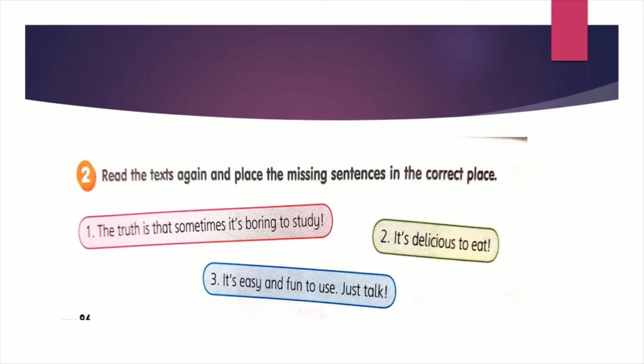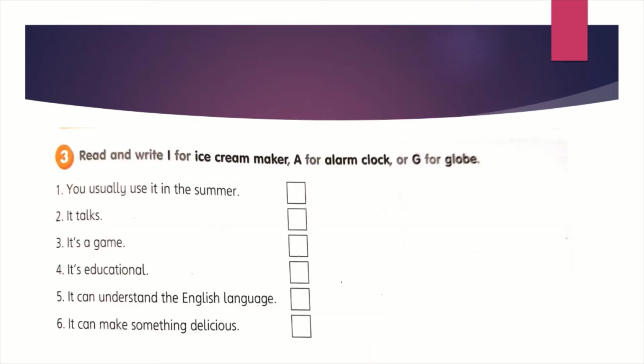So read the texts again and find the place of each sentence and send me your answers in private messages on WhatsApp, and I will check your answers. Okay? After that, you have in activity 3 six sentences.